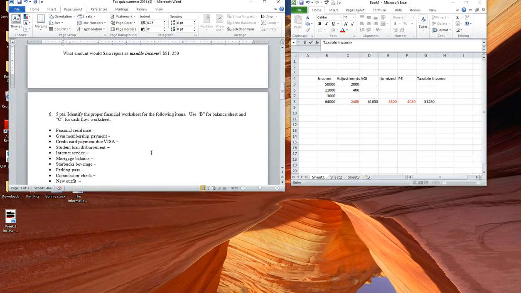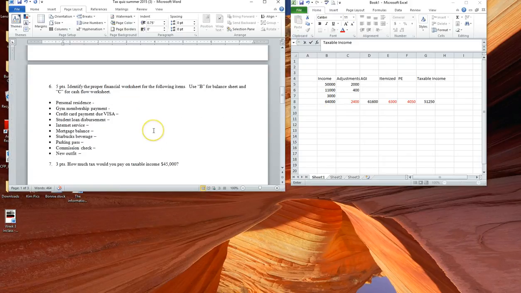Okay, moving on. Number six. The question asks you to identify whether or not this would be on the balance sheet, B, or C for cash flow. And I went over these earlier. Remember, balance sheet are those big balances we have or major assets that we own. So in this case, our home, personal residence. Well, that's going to be a big balance sheet item, so I'm going to put a B. On the other hand, gym membership payment, anything that's a monthly payment is going to go on our cash flow. Just subtract from our monthly income and expenses.